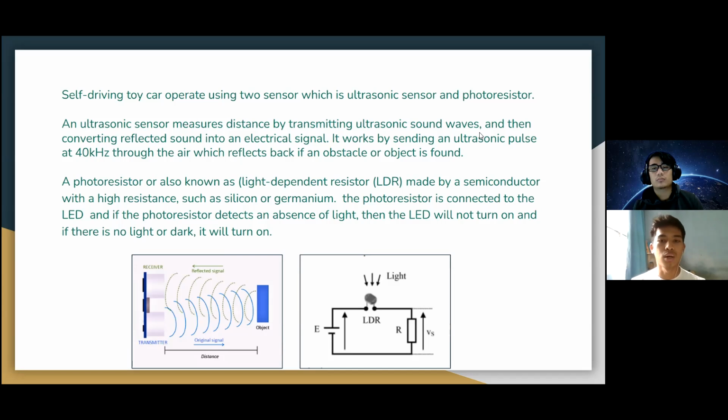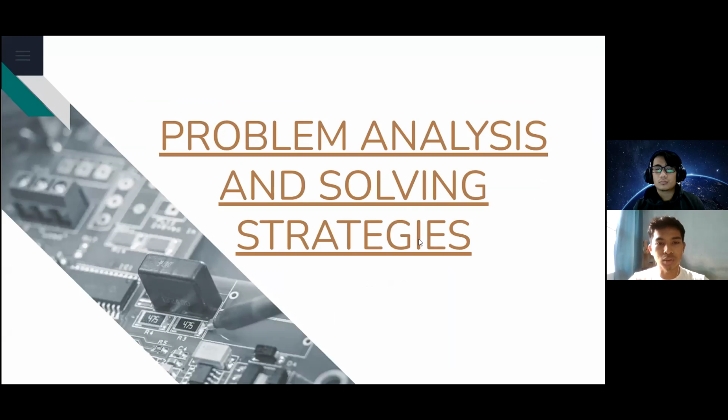or object is found. The second sensor that we use is the photoresistor, also known as a light dependent resistor (LDR), made by a semiconductor with a high resistance such as silicon or germanium. The photoresistor is connected to the LED, and if the photoresistor detects an absence of light, or darkness, it will turn on the LED. Next, I will pass to Ashokani to continue with the presentation.